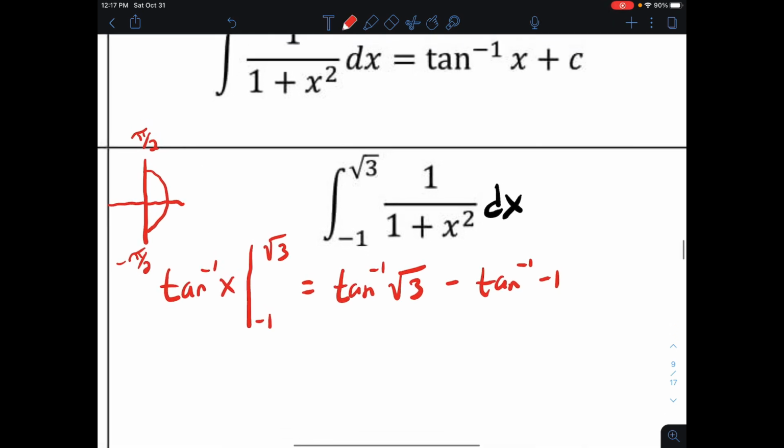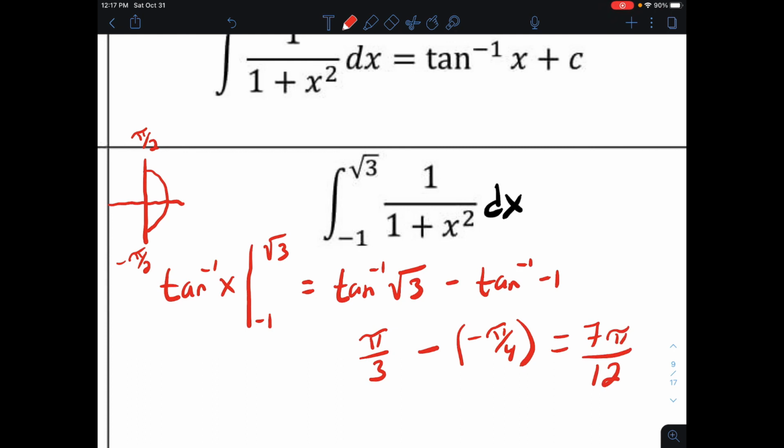So we're back to evaluating. So inverse tangent of the square root of 3, I got to think about, all right, well, where does tangent equal positive square root of 3 on the right-hand side of my unit circle? And that happens at pi over 3 radians. Minus, I got to think about, well, where does tangent equal -1 on the right half of my unit circle? Well, that would be at -pi over 4. And so we'd have to evaluate pi over 3 minus -pi over 4, and we wind up getting 7 pi over 12.